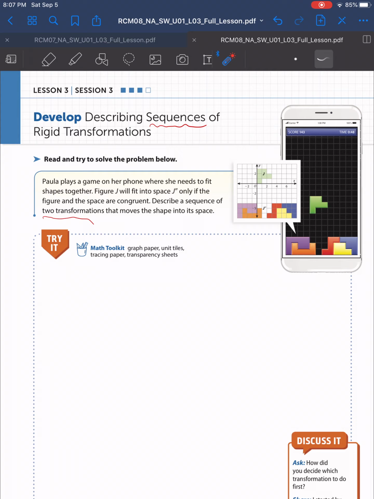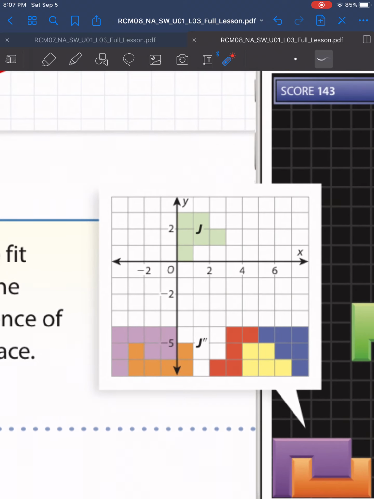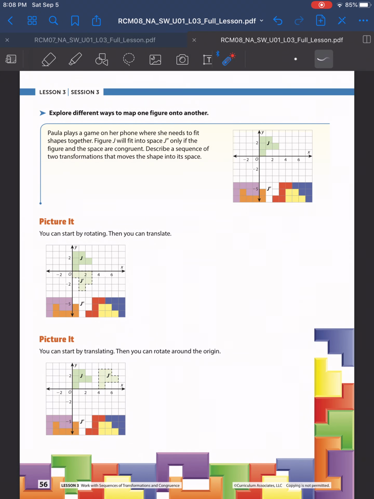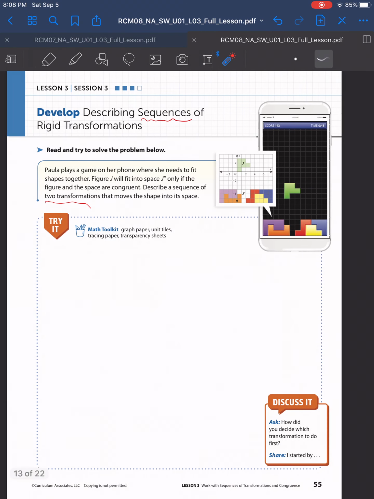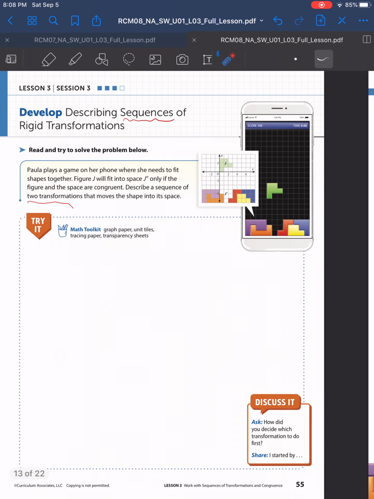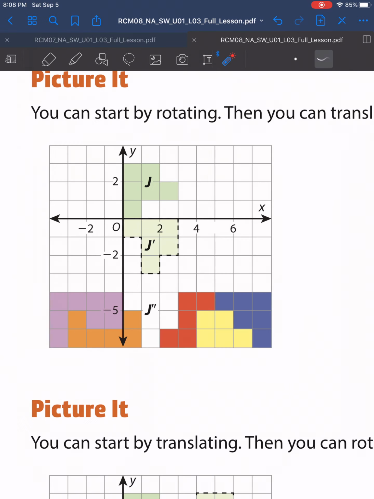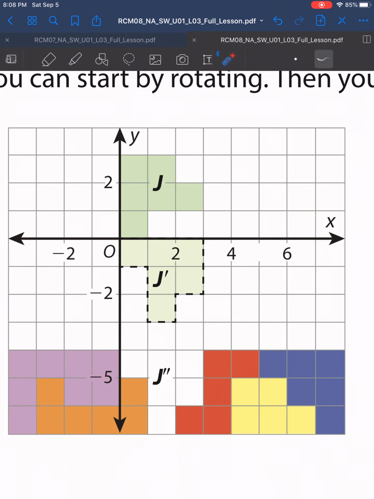Okay? So we could try to draw that for ourselves, but if you look at the next page, they drew it for us, and I think that that's more helpful to look at than to try to do it ourselves. So let's go to the next page. So we can start by rotating. Here's a good picture of the rotation that happened. I would say it rotated 90 degrees with the center of rotation being the origin. Can you see how it kind of pivoted right there? So all of this rotated 90 degrees this way, and it landed in J prime.